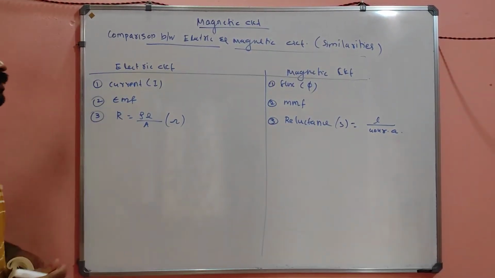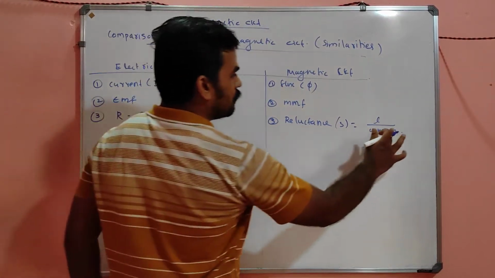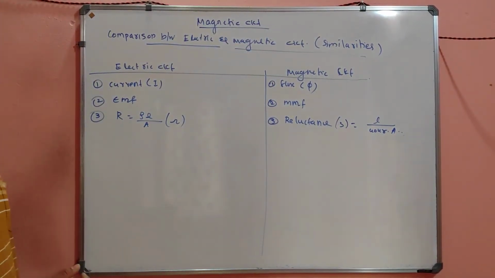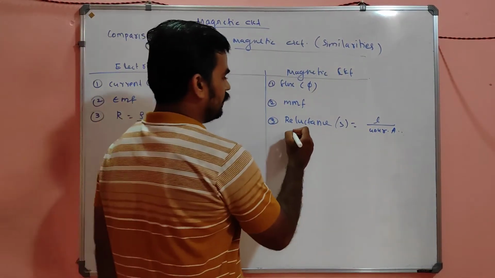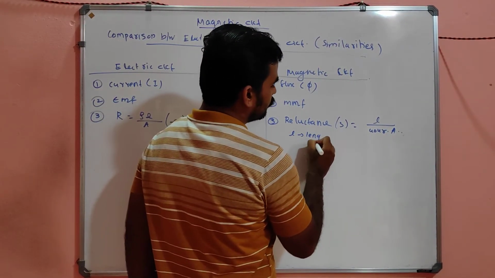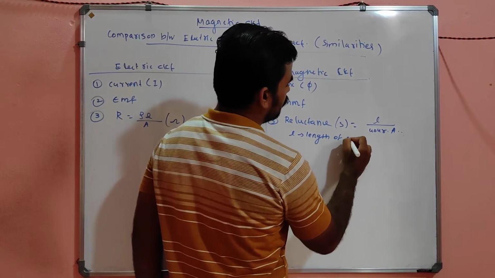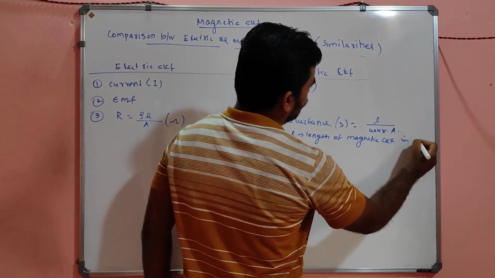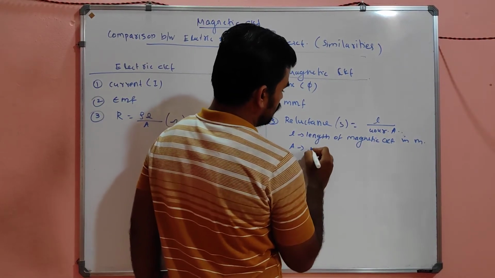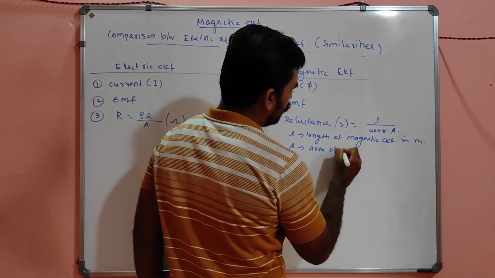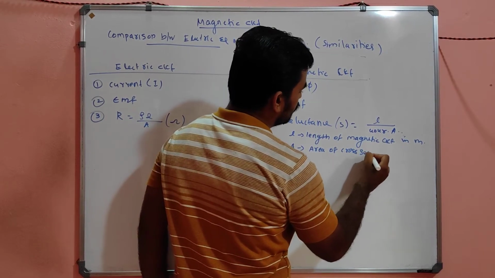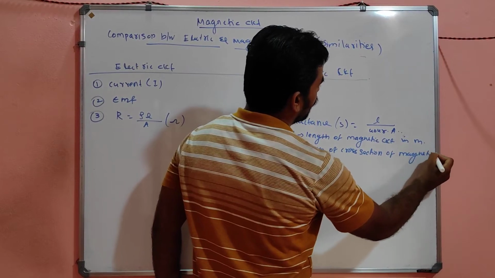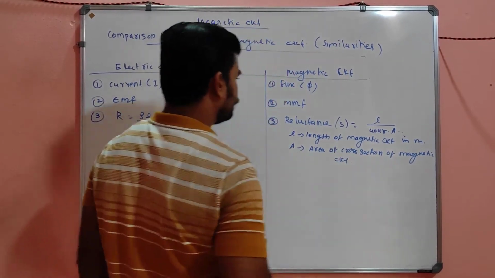L divided by mu 0 mu r into A. Capital A also you can write, no issue. Where A is the area of cross section and L is the length of the magnetic circuit. I will write it here: length of magnetic circuit in meter, area of cross section of magnetic circuit in meter square.